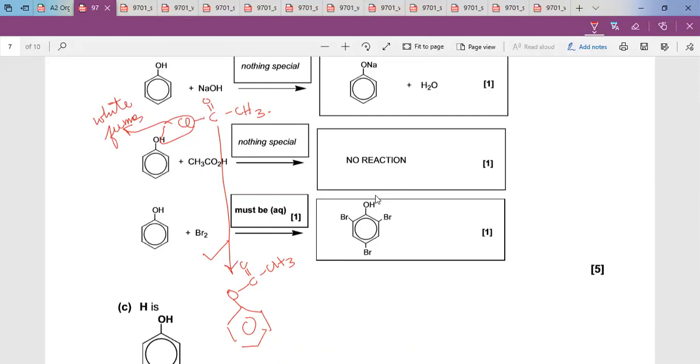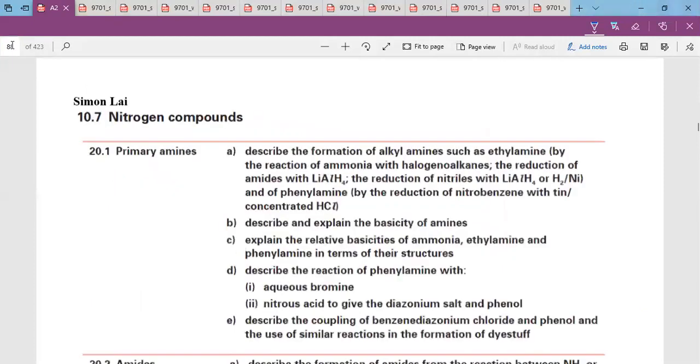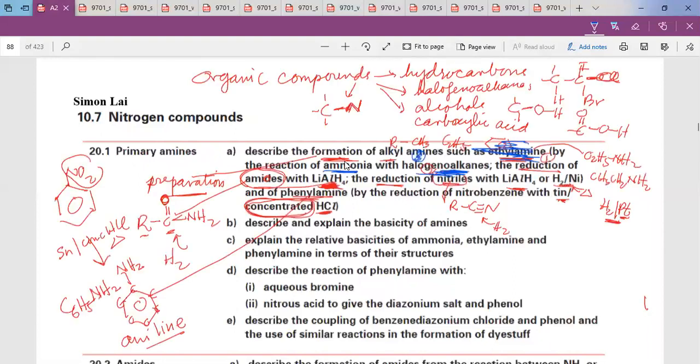Now let's go to your amines, which is page 88. We have finished the formation part already. Here are yesterday's notes. Formation, the whole thing we have finished. Today I'm going to talk about basicity, one big topic here.